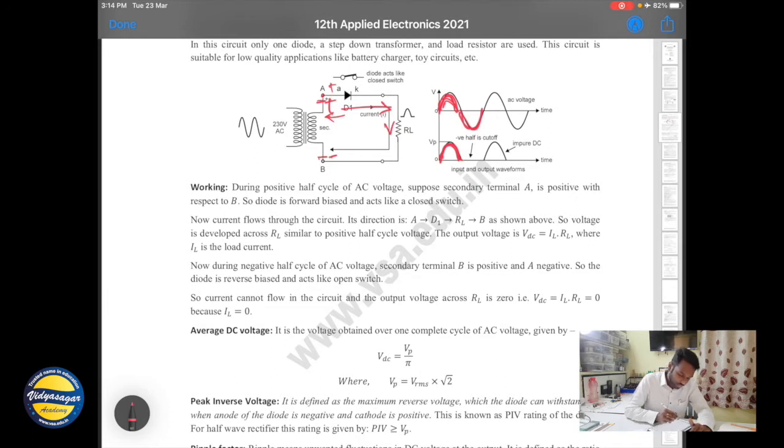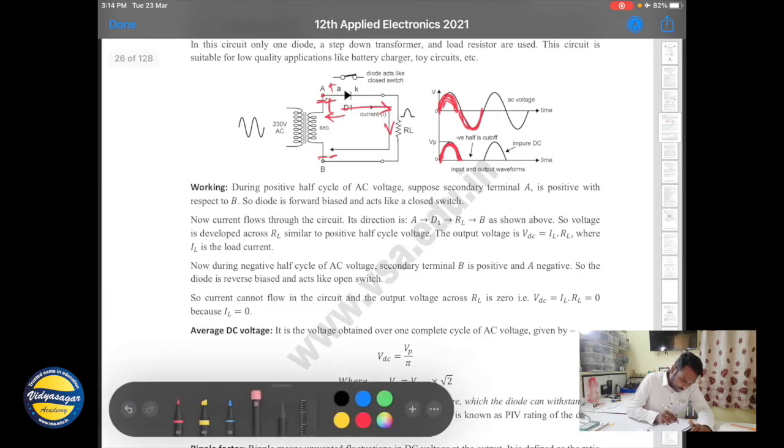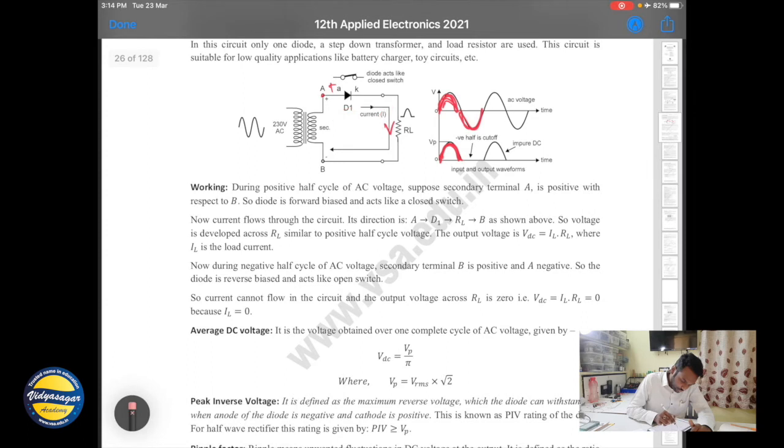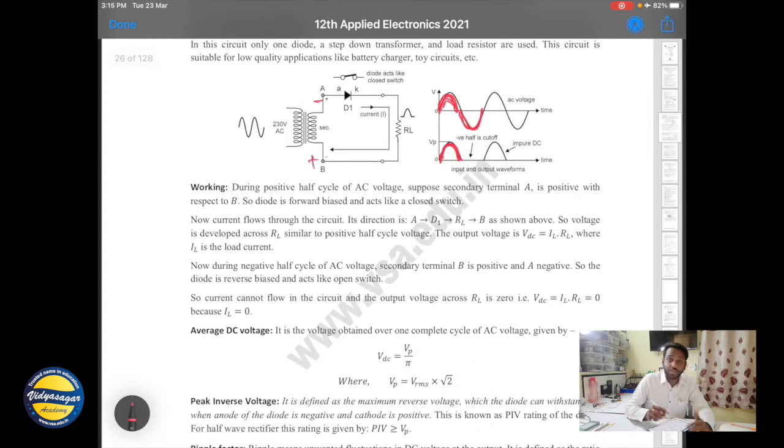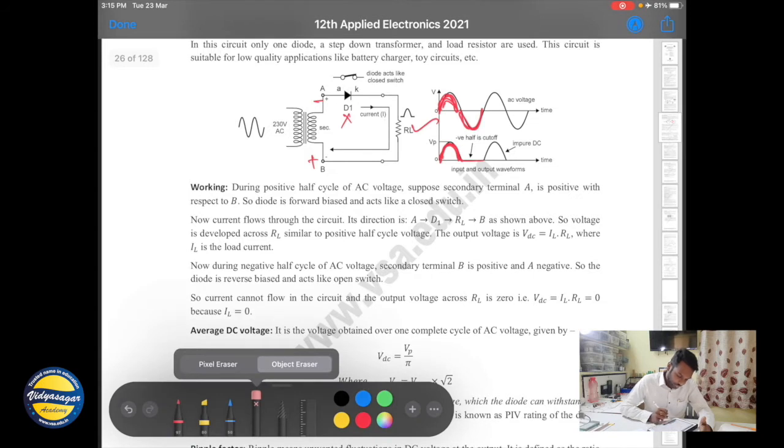A will become negative and B will become positive. Why? Because it is a negative half cycle. Now the anode is connected to the negative terminal and the cathode is connected to the positive terminal. Therefore D1 is in reverse bias condition, so it will not conduct current, and we will get nothing across the resistor RL, that is, the load resistor.